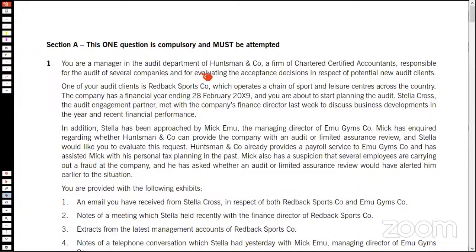It says you are the manager in the audit department of Huntsman and Co., a firm of chartered certified accountants responsible for the audit of several companies and for evaluating the acceptance decision in respect of potential new audit clients. Always remember one thing: whenever you are being offered an opportunity to accept a new client, don't just accept the client because you are being offered the client.